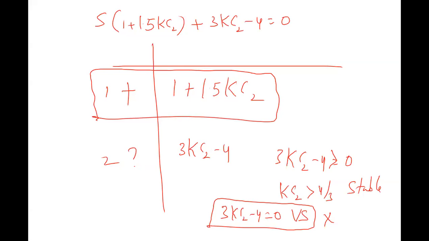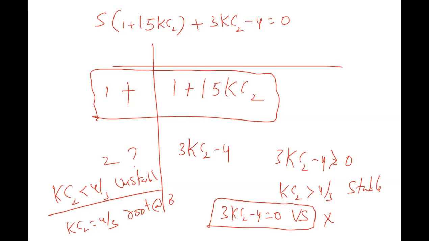So one more important point: this is a first order equation, so the root will always lie on the real axis only. So Kc2 greater than 4 by 3 is stable. Kc2 less than 4 by 3 is unstable. Kc2 equal to 4 by 3 is not verge of stability, it is just a root at the origin.